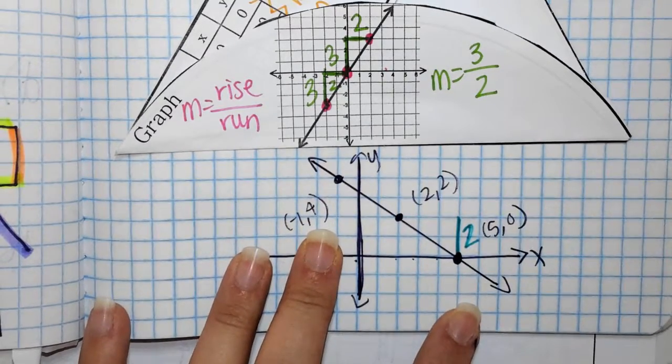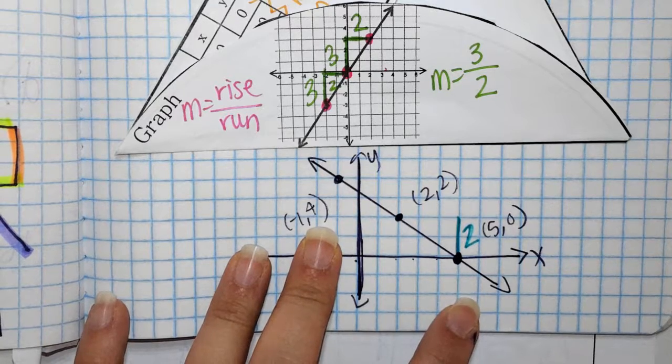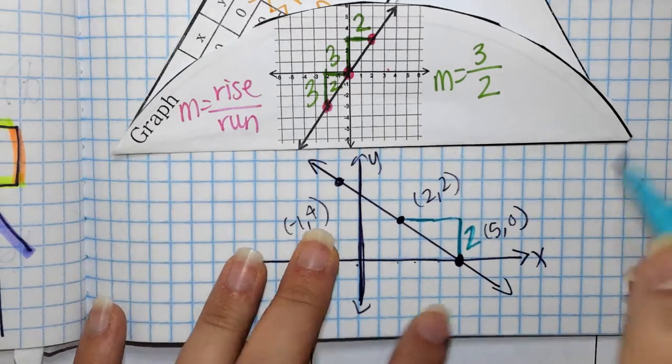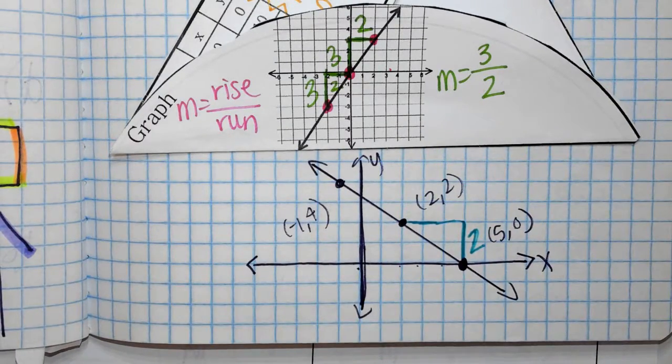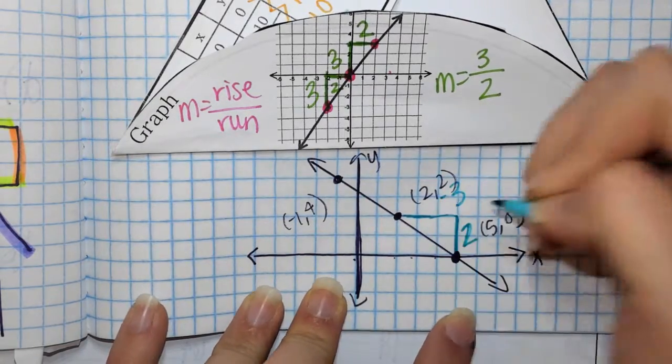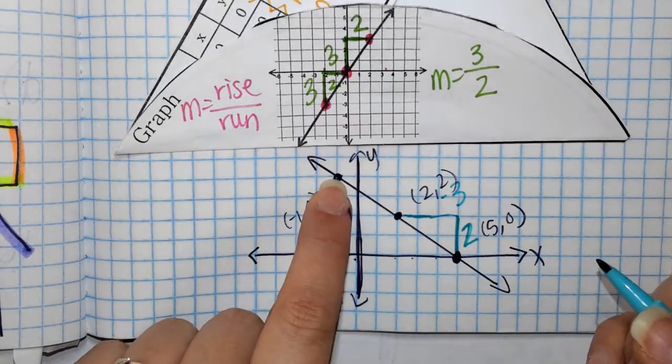Alright, who can tell me what the run is? Bronson, can you tell me what the run is? Okay, Sarah, can you tell me what the run is? Are we going to the left or to the right? Stop talking while I'm talking. Do you understand me? It's going to the left, so would it be positive 3 or negative 3?